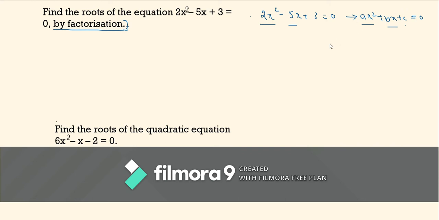So what will be the next step? Next step will be you have to multiply 3 with 2, means the constant term with the coefficient of x square. So let's do 3 into 2. Now this will give you 3 into 2, 6. Break the 6 in such form that its sum is equal to minus 5. So let us do it.